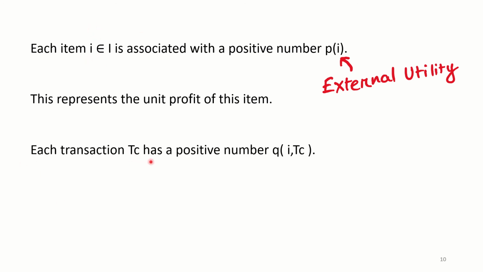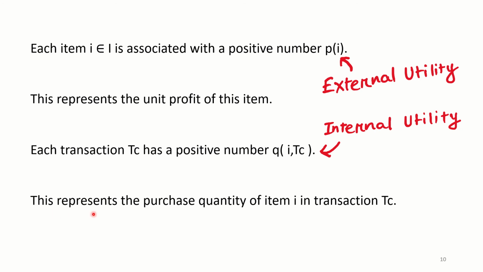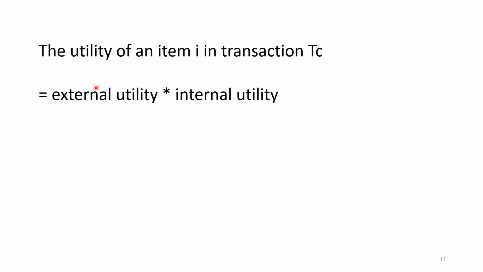Each transaction Tc has a positive number q(i, Tc). This is also important. This is the internal utility of i. This represents the purchase quantity of item i in transaction Tc. So the utility of an item i in transaction Tc would be the multiplication of external utility and the internal utility. So the utility of i in Tc would be Pi multiplied by q(i, Tc).